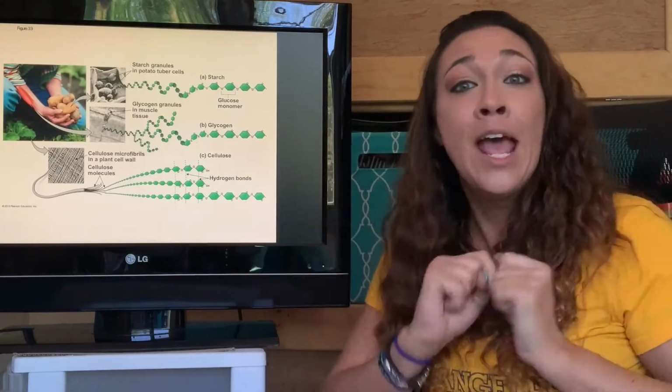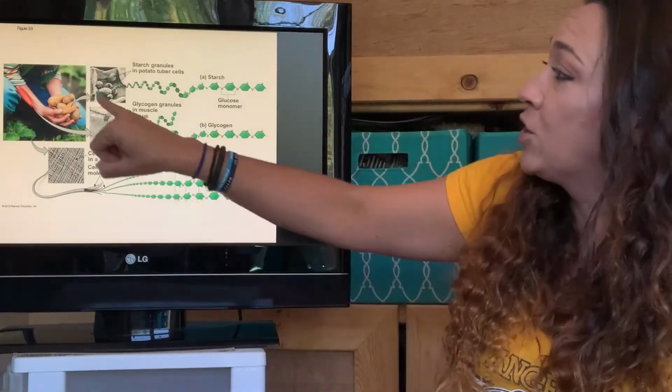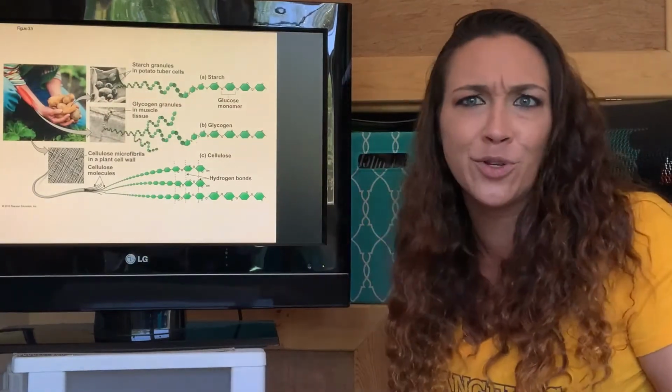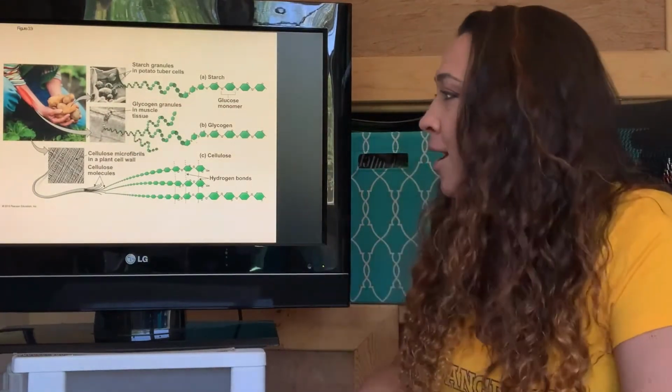We build that long chain. That's going to be our starch molecule. That's what you can see right here. This is going to be found in things like potatoes, right? You know that potatoes are pretty starchy. That shouldn't shock you guys.